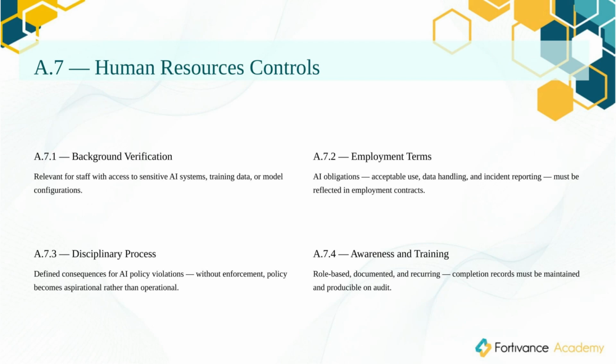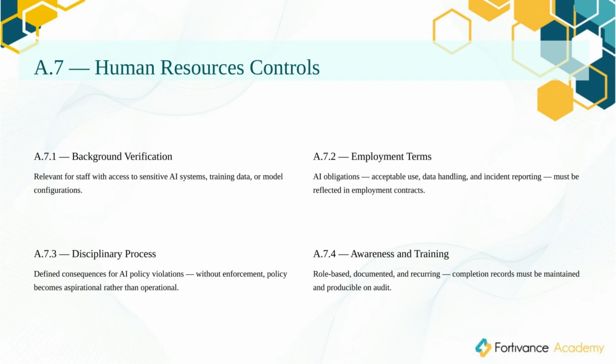A.7.2 covers terms and conditions of employment. AI governance obligations should be reflected in employment contracts, offer letters, and contractor agreements. This creates a legal foundation for enforcing your AI policy. An employee who violates your AI use policy needs to be subject to consequences, and those consequences need to be grounded in their employment terms.